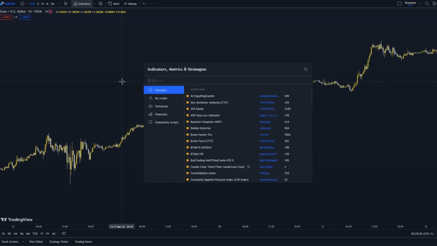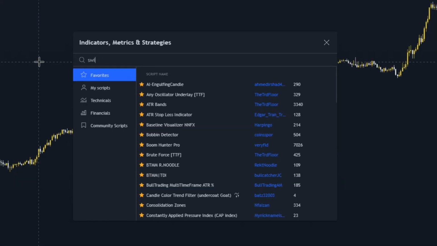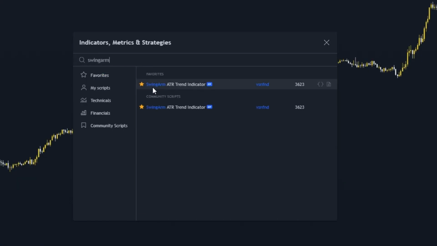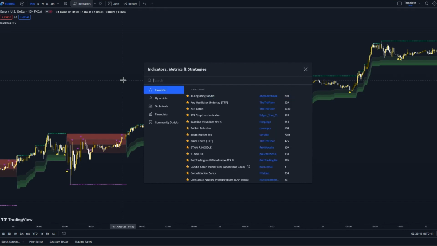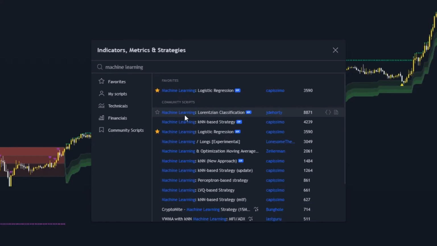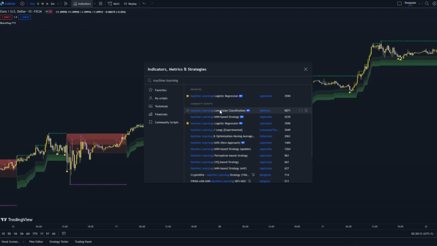The first one we're going to add, type in swing arm, and it's this swing arm ATR trend indicator by VSN FND. Click that once. And the second indicator we're going to enter, type in machine learning, and it's the machine learning Lorentzian classification. We're going to add this one to the chart. We're now going to move on to the settings.